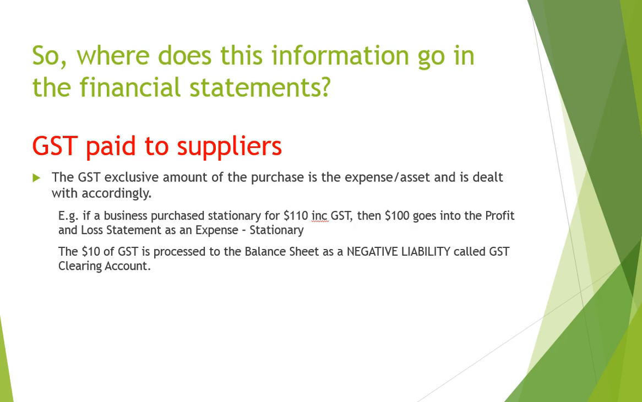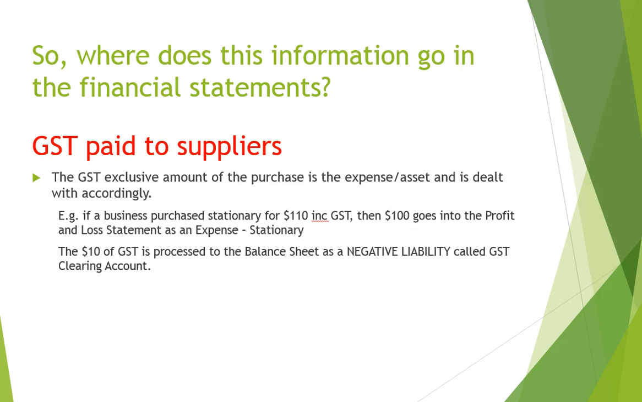So where does this information go in the financial statements? GST paid to suppliers. So the GST exclusive amount of the purchase, I beg your pardon, is the expense or the asset, and is dealt with accordingly. So it's an expense if, for instance, it's a one-off purchase and it's a disposable item. If we're purchasing an asset though, they also attract GST and they get processed in the balance sheet.